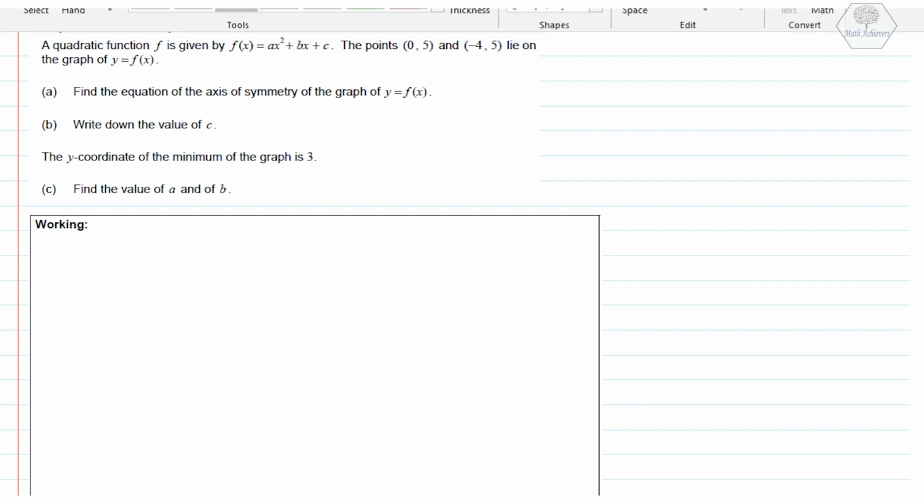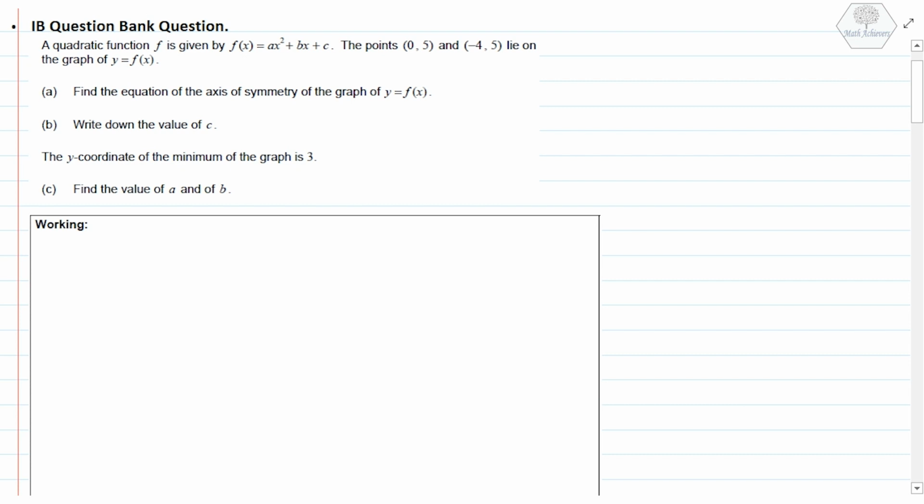Let's start part A. The axis of symmetry is simply the line that cuts the curve in half. If you can see clearly, for the points (0, 5) and (-4, 5), there is a common value between them, which is the 5.